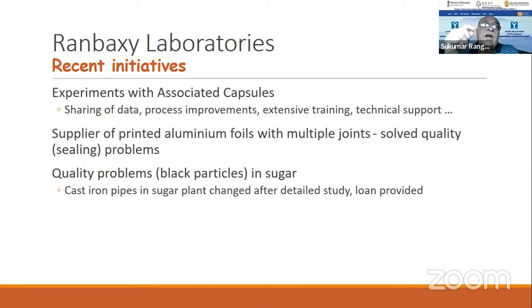Preventive action is to take something immediately so that it doesn't happen again. And corrective action is to change the process or procedure and ensure that it will never happen again. So these are two main things. In one of the cases, as he says, there were black particles in sugar, and it was finally traced to a cast iron pipe in the sugar plant, which was rusting and was bringing it out.